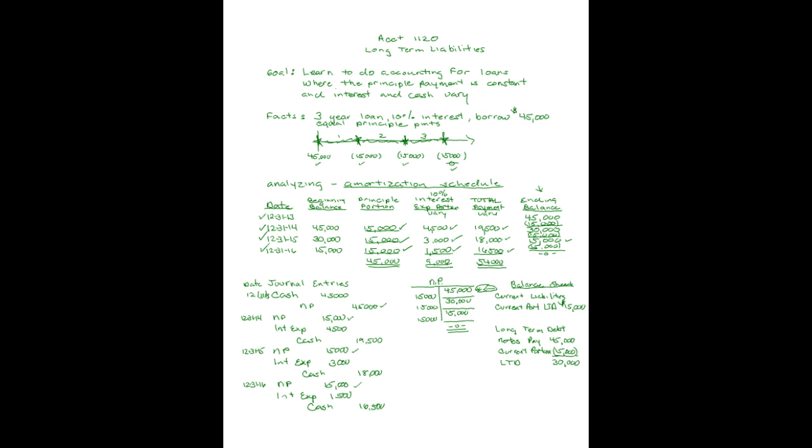So now you've learned the accounting for what to do when the principal payment is held constant and the interest and the cash vary. You've looked at analyzing, you've looked at journalizing, you've looked at the general ledger, and you've looked at how it shows up on the balance sheet. Nice job. Let's move on.